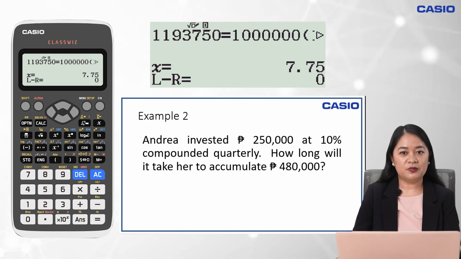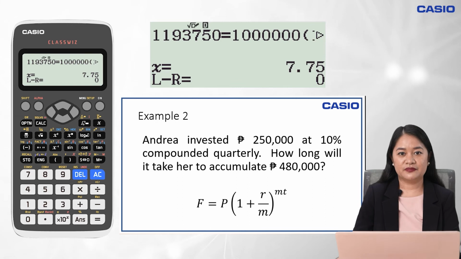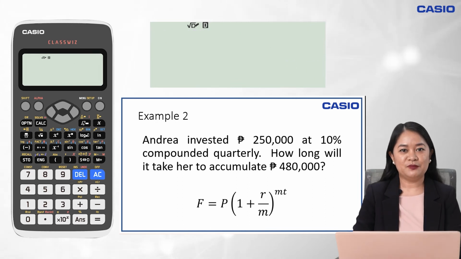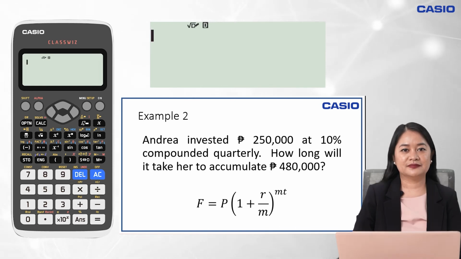So for this problem, the principal or the present value is 250,000 pesos, the future value is 480,000 pesos, the annual interest rate is 10%, and the number of conversion period is 4 since it is quarterly. So the unknown in this problem is the period of time. Again, we will represent the unknown by X using CASIO Calculator.